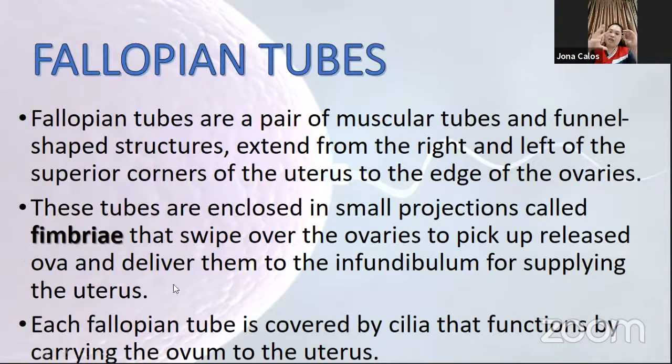At the end of these fallopian tubes are called fimbriae, this one. Again, these are like the finger-like structure at the end, and it is where the ovary is holding. Each fallopian tube is covered by cilia. The cilia is also a hair-like structure that helps to move the ovum, or the egg cell, from the ovary out through to the uterus. I'm not sure if I'm making sense.